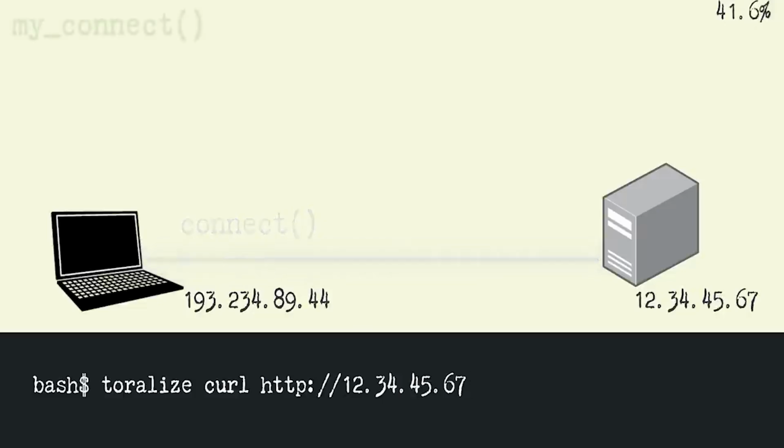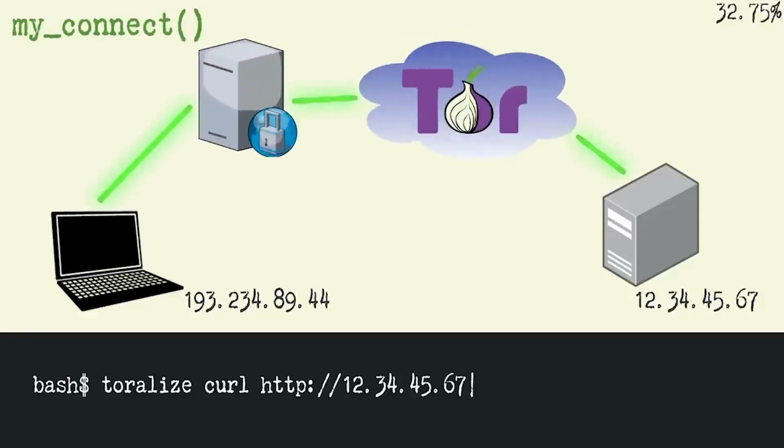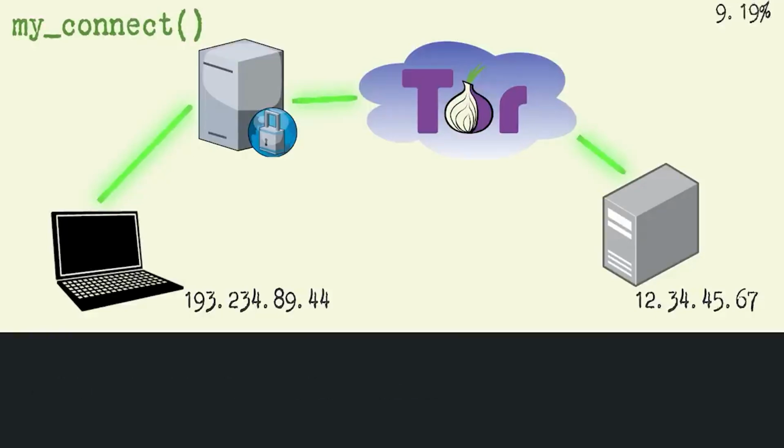Toralize will intercept any calls to the connect function and execute our function instead. The traffic will be redirected to a local proxy server, which is a part of the Tor software. It will connect to the Tor network and then to the destination server, effectively masking your identity and helping you to stay private on the internet. And the best thing is, coding this is easier than you might think. Let's get on with it.